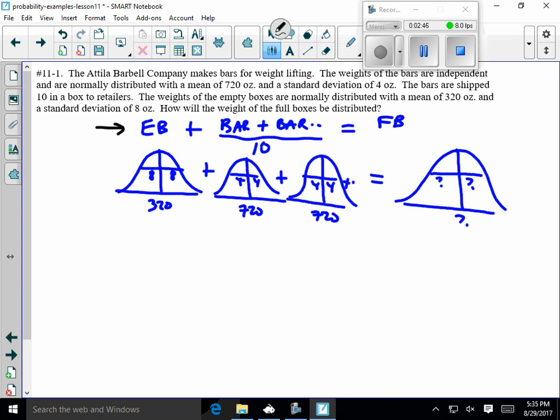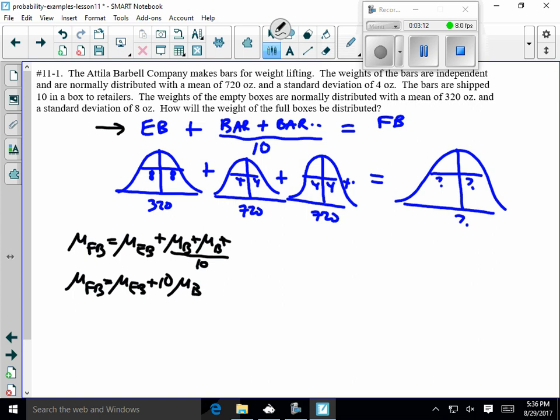So I could write it this way. For the means, the mean of the full box is going to be equal to the mean of the empty box plus the mean of one of the bars plus the mean of another bar, and so on, accounting for the fact that there are 10 bars in there. So the way I could write it is this: the mean of the full box is equal to the mean of the empty box plus 10 means of the bars. I'll make that a multiplier. The reason there's a 10 here is because I'm adding up 10 individual means of individual bars.